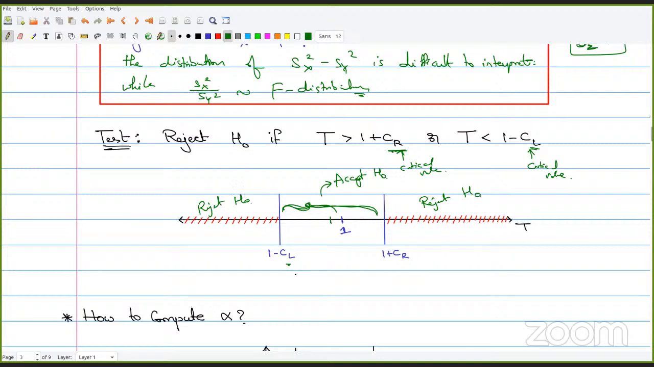And why we are getting this: usually, if this is mu naught, we will take minus c and plus c, right? Mu naught minus c, mu naught plus c, something like this. How much I shift to the left side, I will shift the same to the right side, because normal distributions or t distributions will be symmetric around the mean.